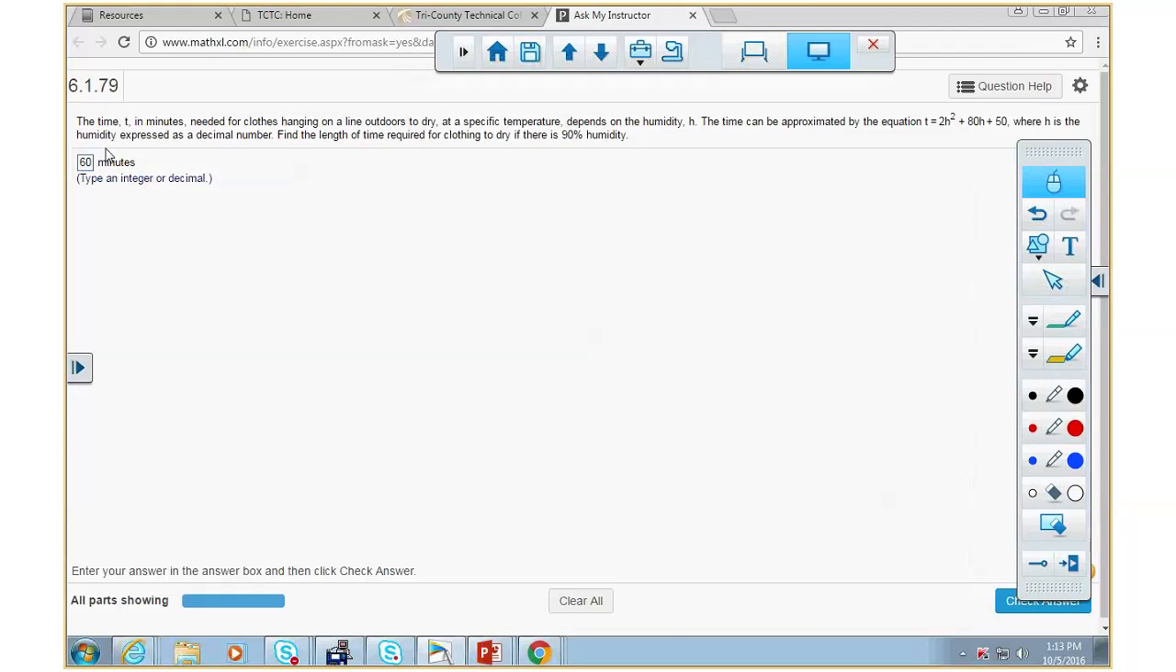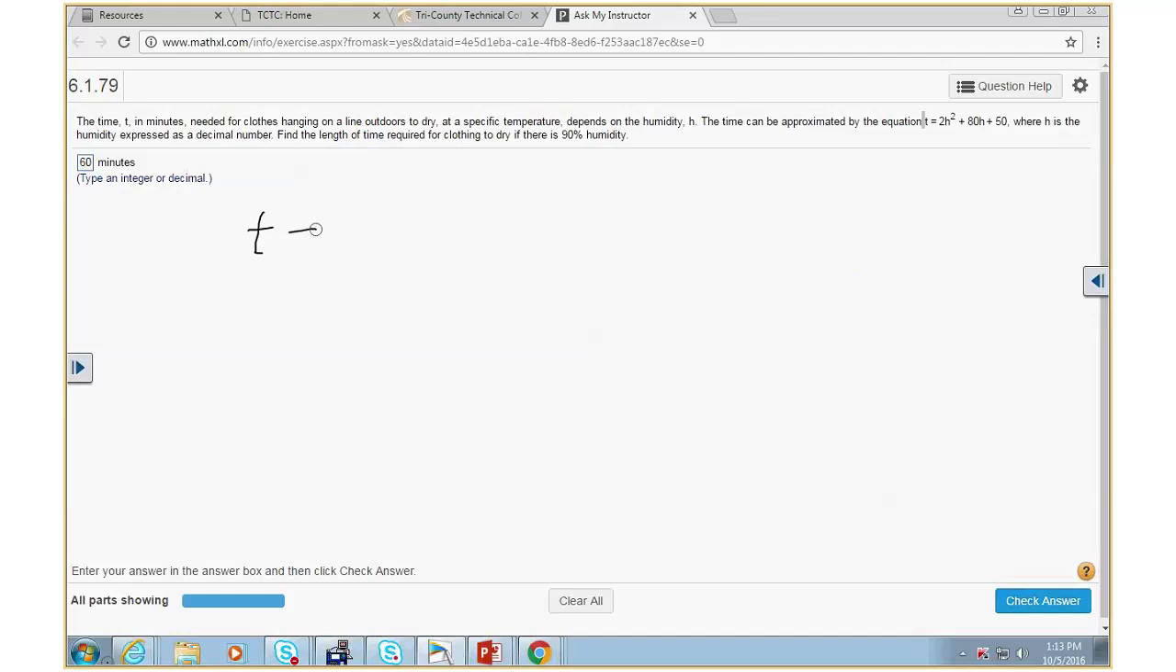All right, this says the time T in minutes needed for clothes hanging on a line outdoors to dry at a specific temperature depends on the humidity, which is true. When the humidity is high, it takes like forever for clothes to dry. The time can be explained by this equation, T is equal to 2H squared plus 80H plus 50, where H is the humidity expressed as a decimal number. Find the length of time required for clothing to dry if there is 90% humidity. Can somebody tell me what this is?